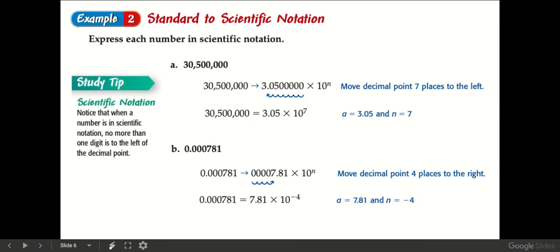So a little tip to remember is if you notice in scientific notation, I always have one digit to the left of the decimal point, right? Notice my one digit is 3 here. My one digit is 7 there. There's always one digit to the left of the decimal point in scientific notation.